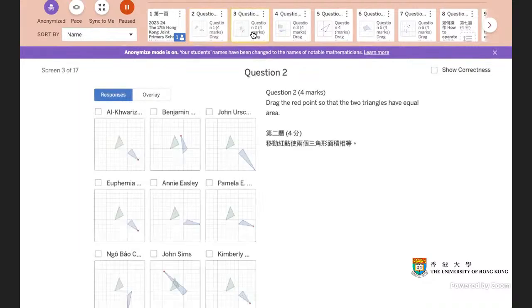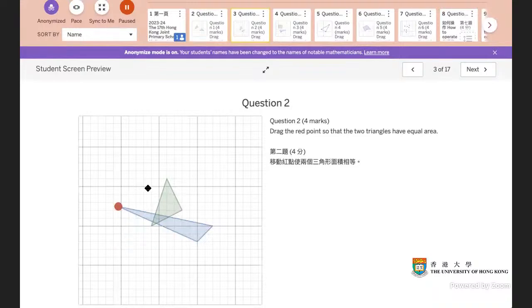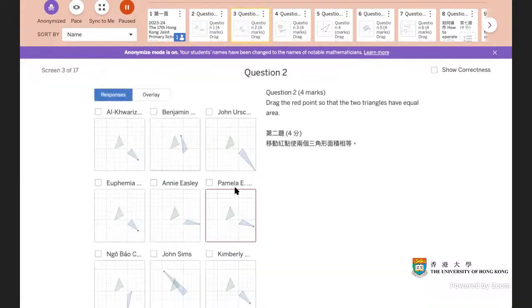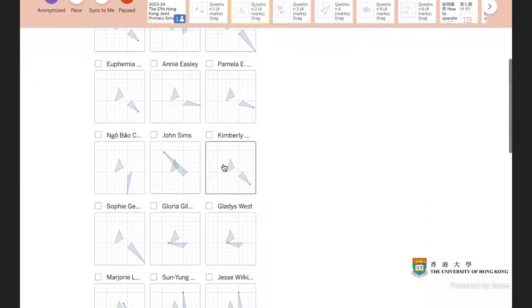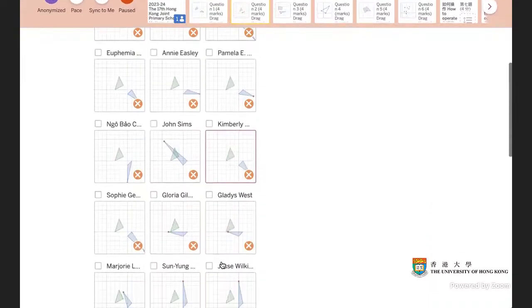And how about the second one? The second one is also asking the student to make two triangles of equal area. And let's see the original question. This is the original question. So unlike the first one, you cannot make these two triangles congruent. So you can only make the areas the same. Now go to the teacher's page again, then you can see the student responses. And now we click the correctness diagram.